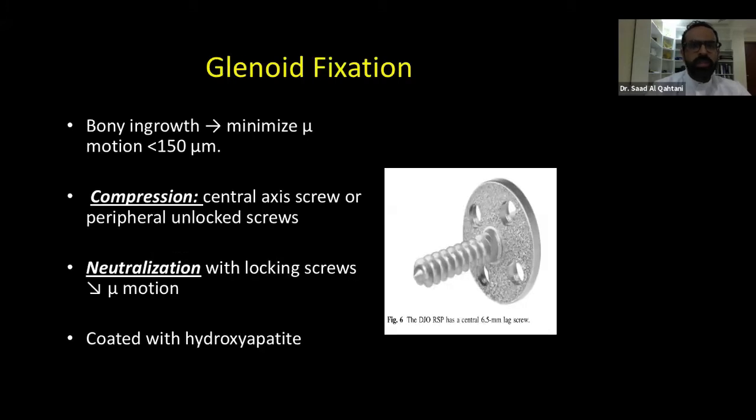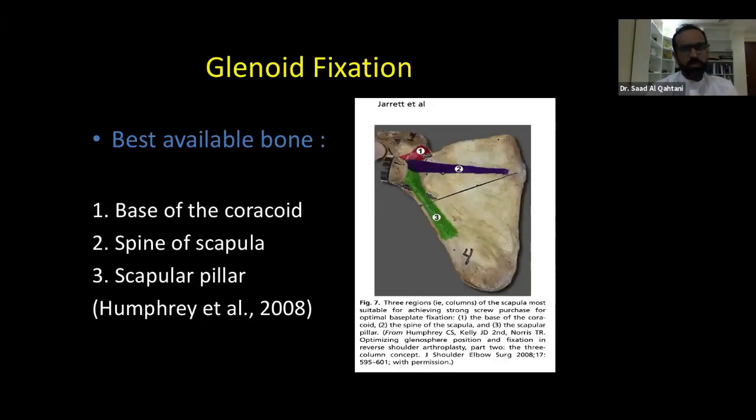For glenoid fixation, there was bony ingrowth to minimize the micromotion, as you know. There was compression through the central axis screw and neutralization with the other screws to decrease the micromotion. The best available bone for screw fixation is the base of the coracoid, the spine of the scapula, and the scapular pillar.